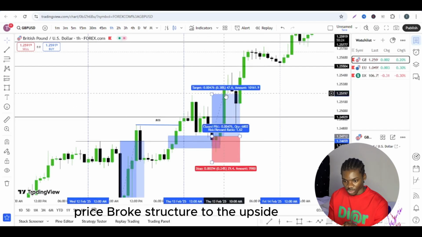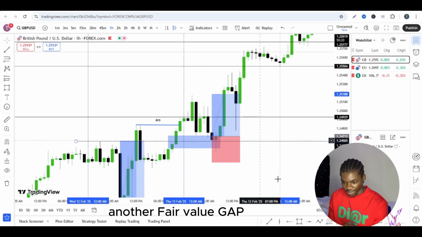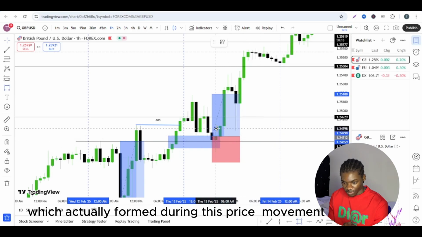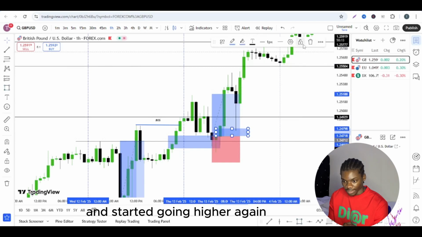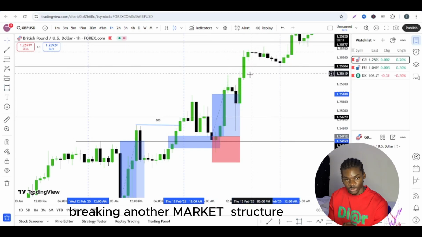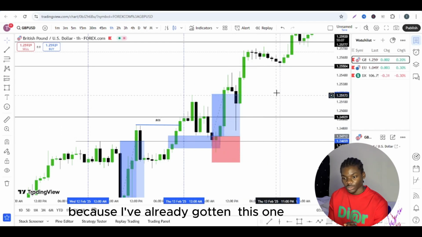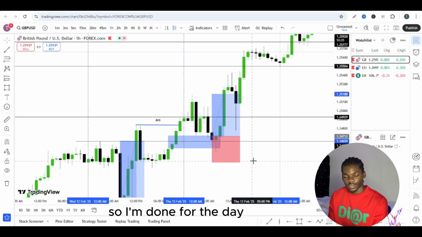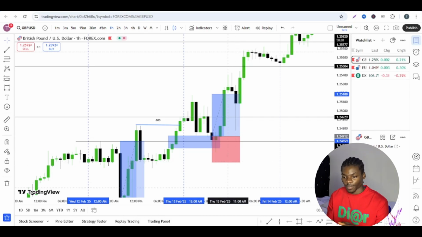Price broke structure to the upside, came down again, reacted from another fair value gap, which actually formed during this price movement to the upside, and it reacted up from it and started going higher again, breaking another market structure. But I didn't take any trade again because I've already cut on this one. So I'm done for the day. It is Thursday. Now let's move to Friday.